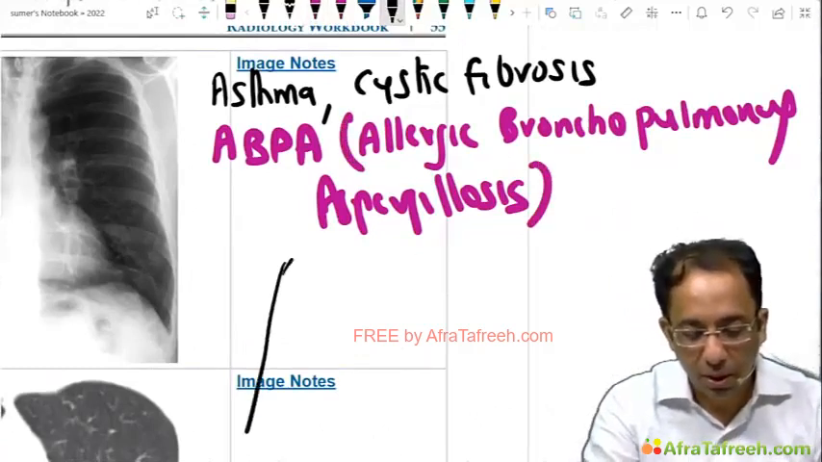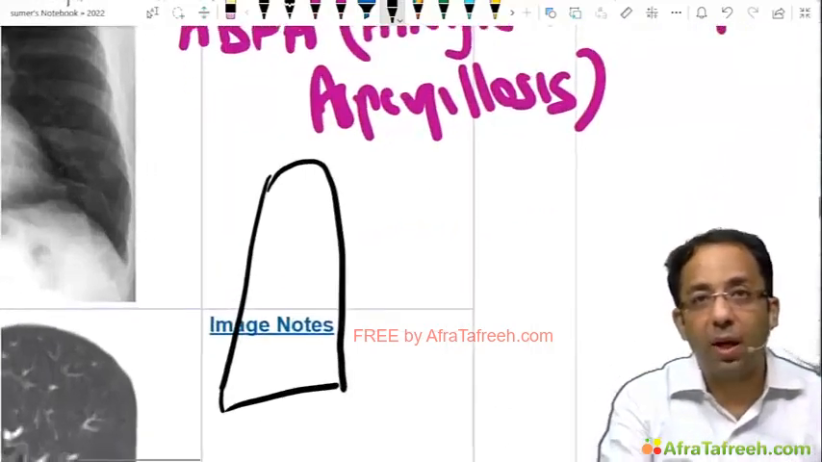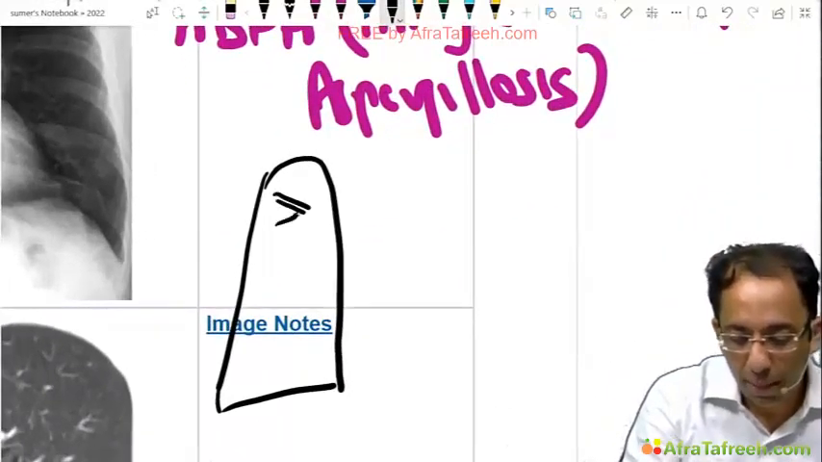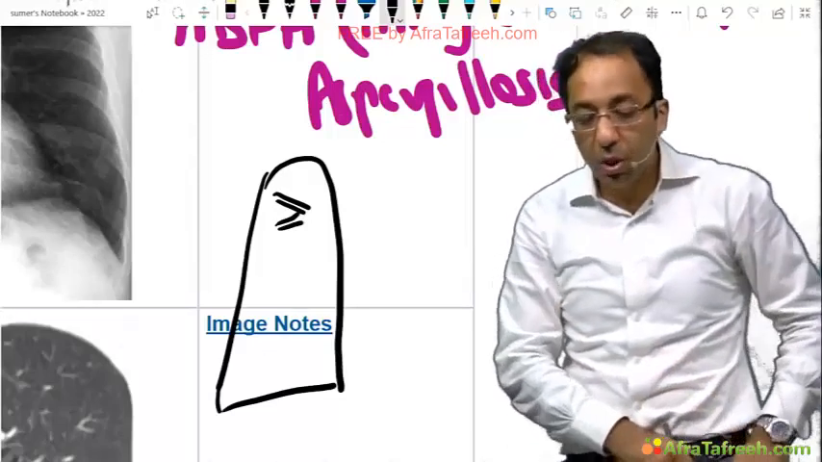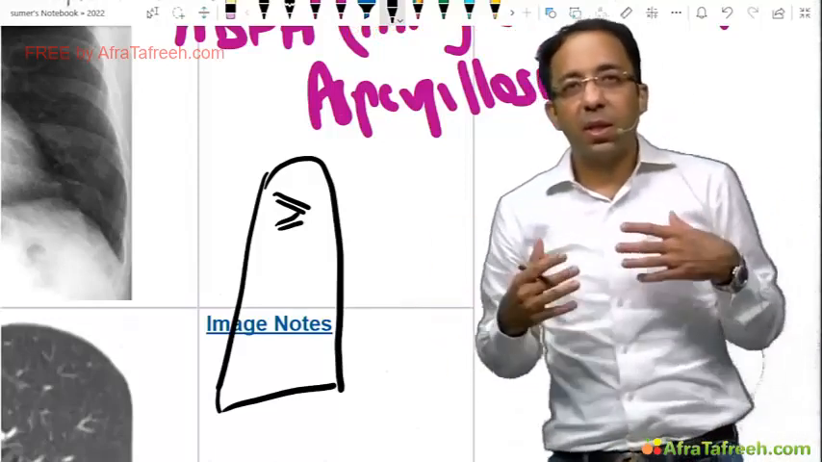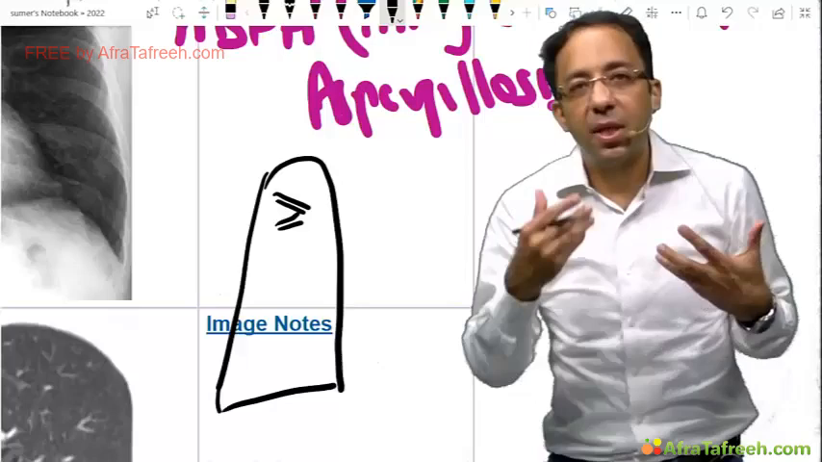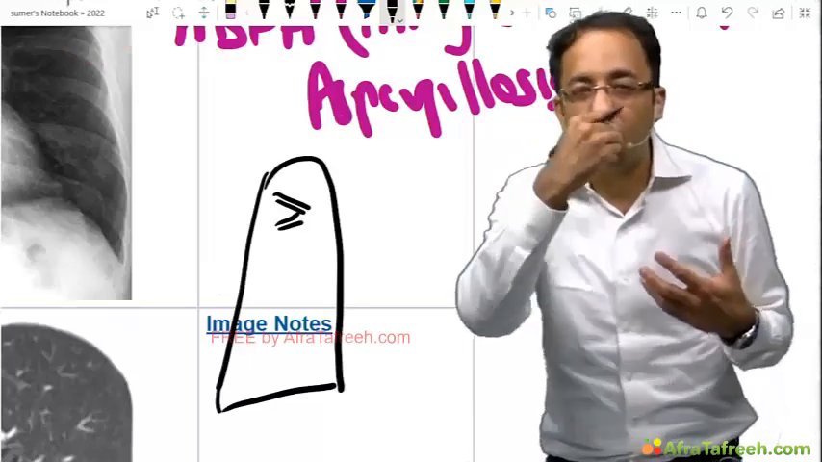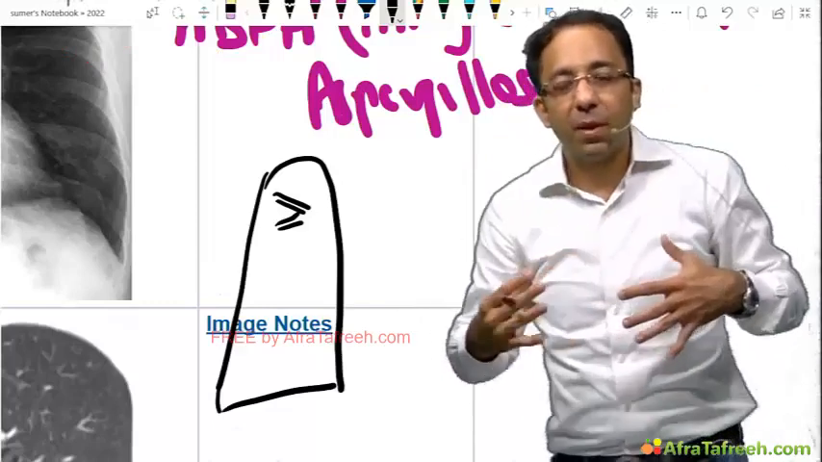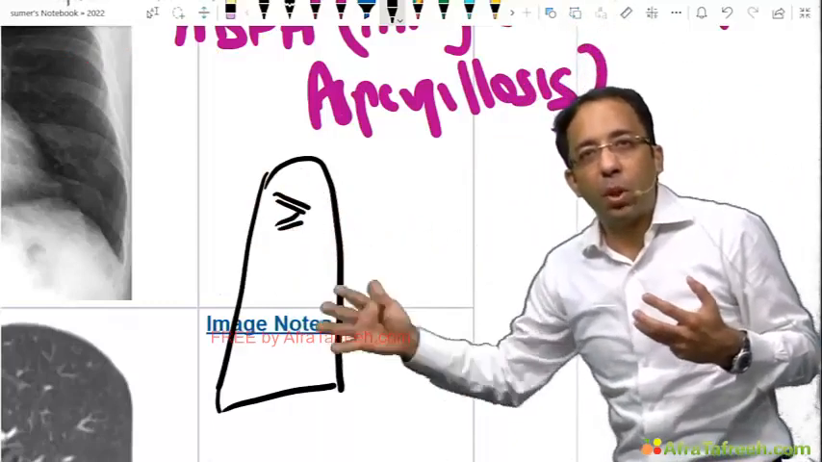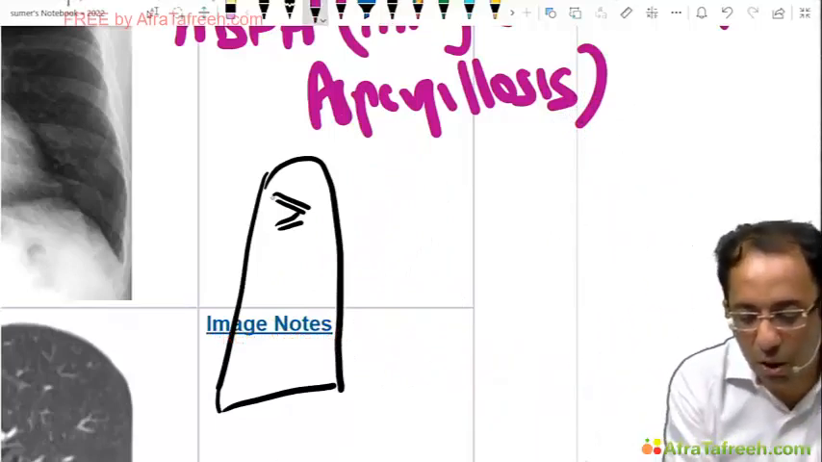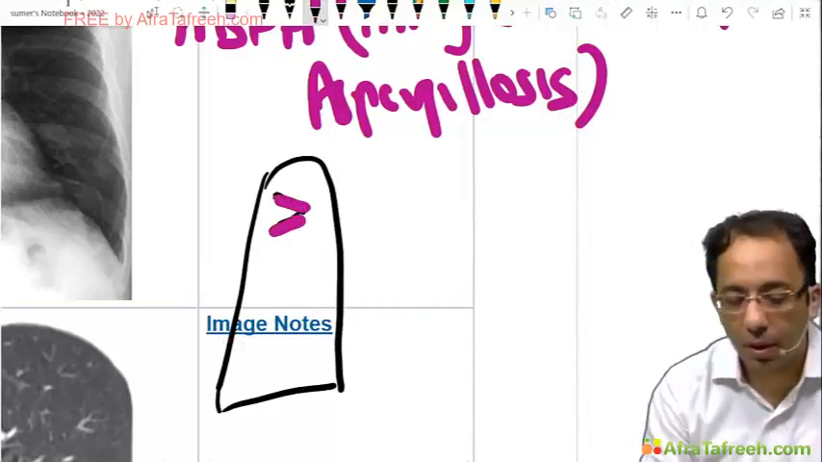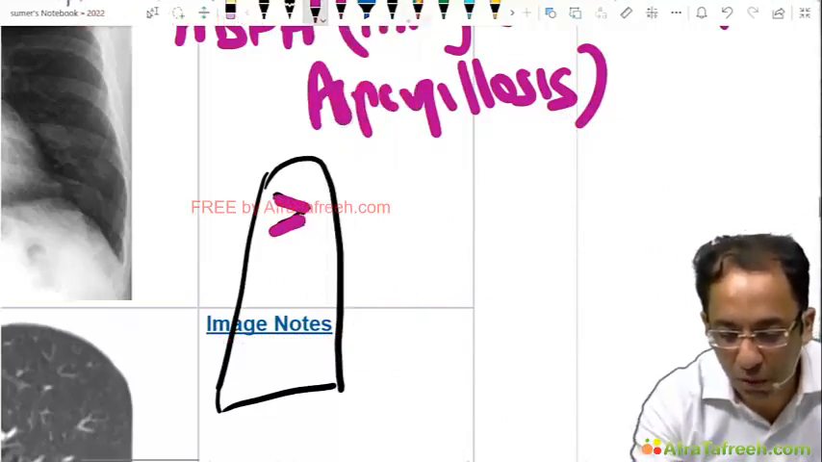I will explain. Suppose this is your lung and these are your bronchi. Now my question to all of you is, suppose you have allergy. In any disease, you have allergy. What happens if I have allergy in nose? More secretions happen. Similarly, if you have allergy in your bronchus, the bronchus will start to secrete more. And your bronchus will get filled with mucus. This bronchus which is filled with mucus will be called as bronchocele.